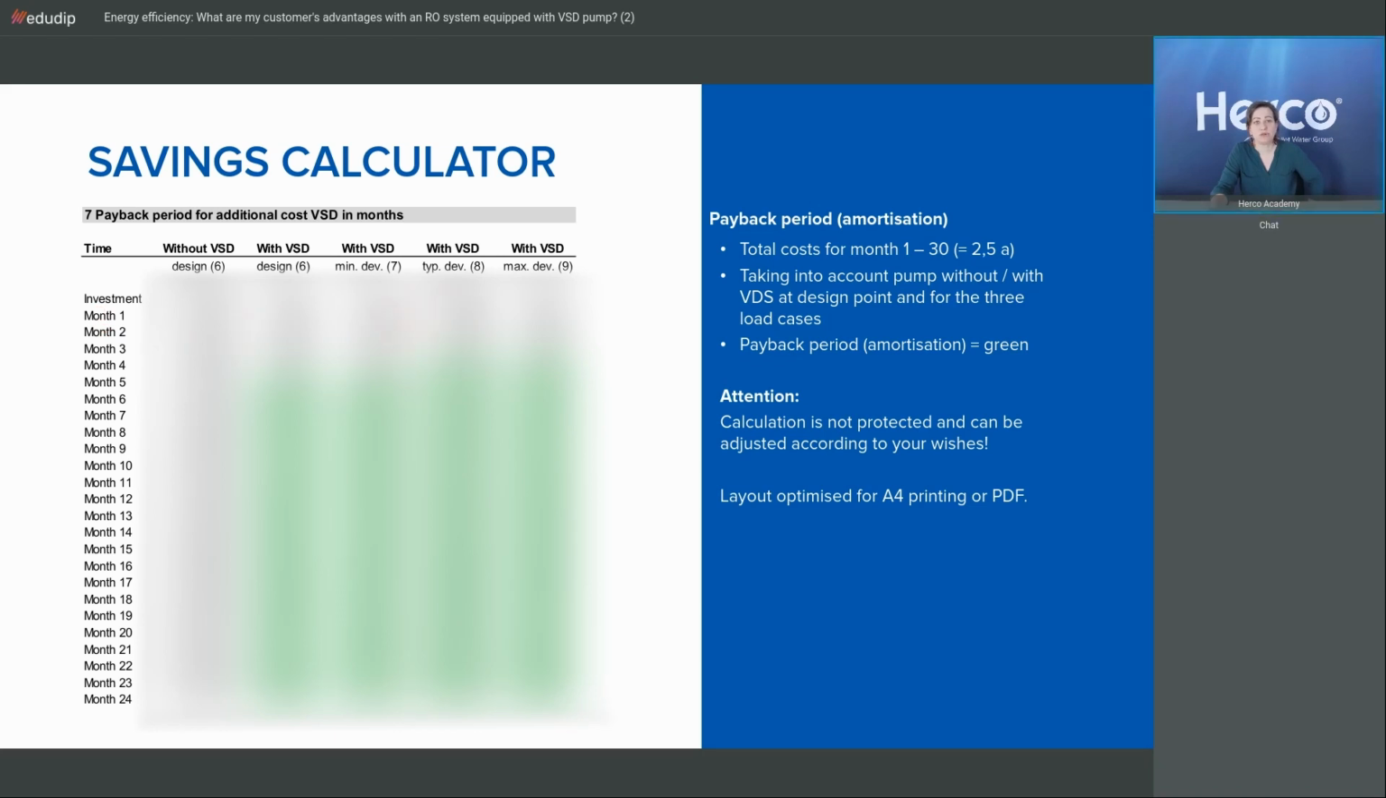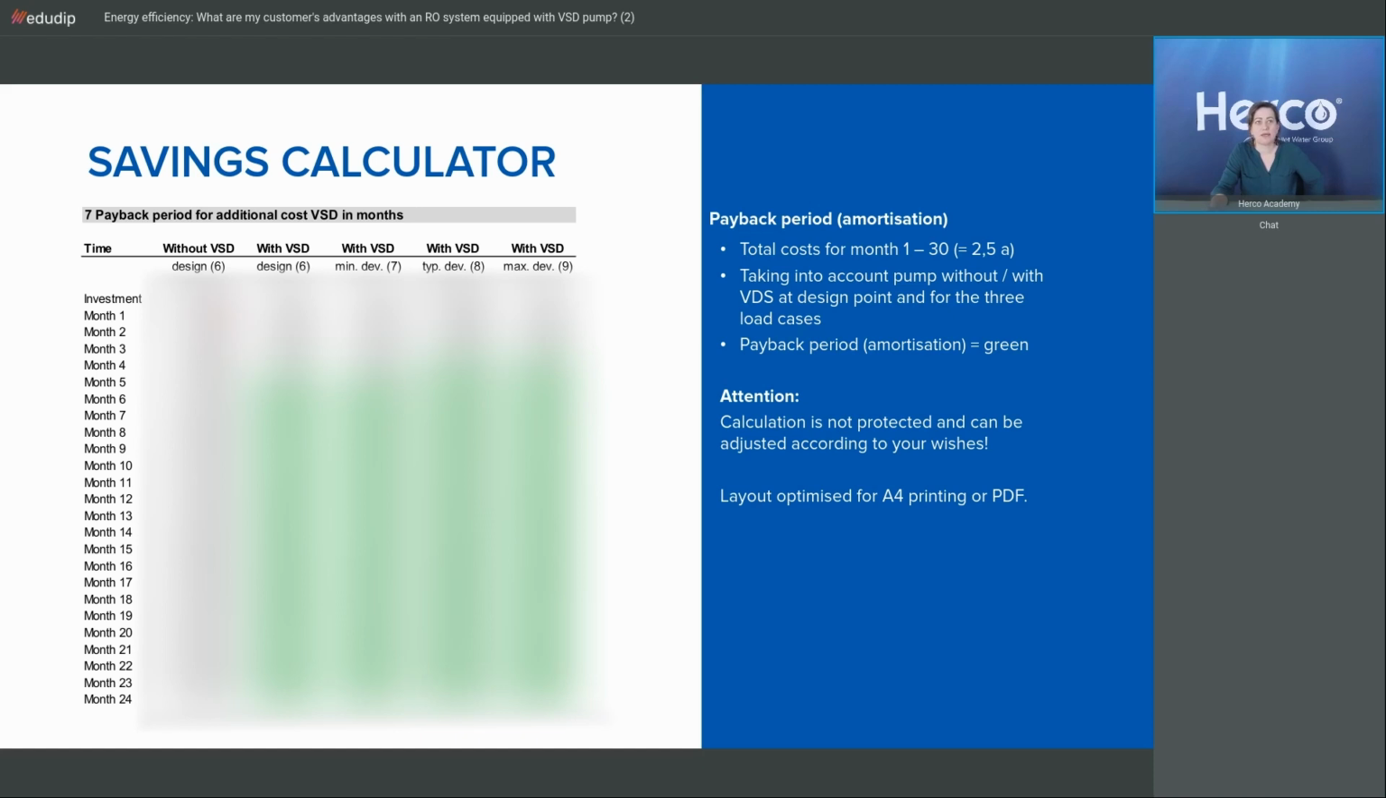You see here, you don't need to look so closely at the absolute numbers. What is important for you is the green marking. You have here the investment cost, first of all. Then you have the cost in the first month, second, and so on, up to month 24. I think in the tool, it's actually up to 30. So 2.5 years. And it just gets added up.